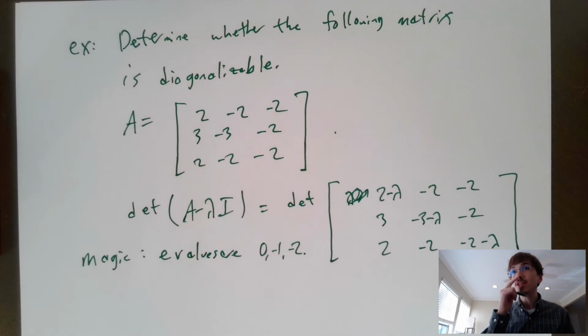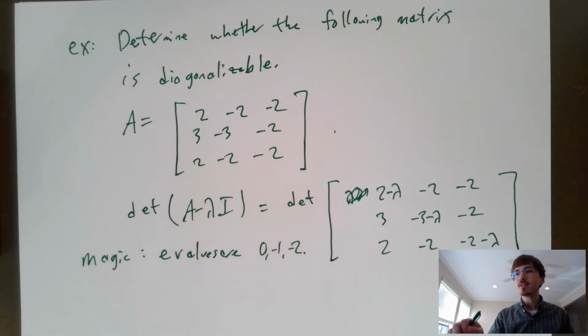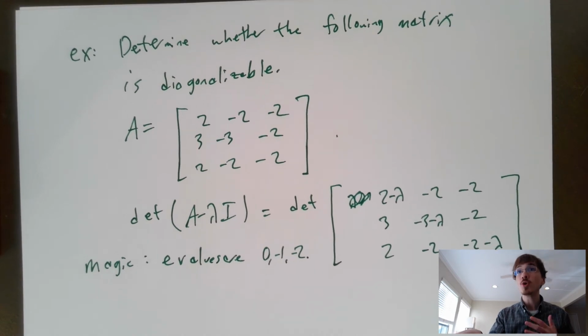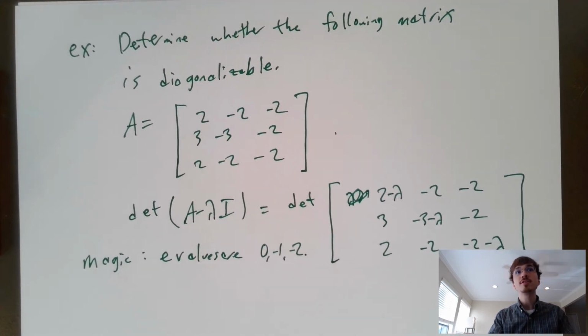So what does that mean about the dimension of each eigenspace? The dimension of each eigenspace must also be 1, because the algebraic multiplicity of each eigenvalue is 1, right? So if the dimension of each eigenspace is 1, then a vector from each eigenspace has to be linearly independent, right? So we have 3 linearly independent eigenvectors, which means that we do have a basis of eigenvectors. So we are going to be diagonalizable in this case.